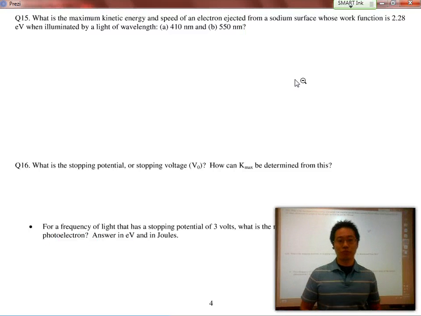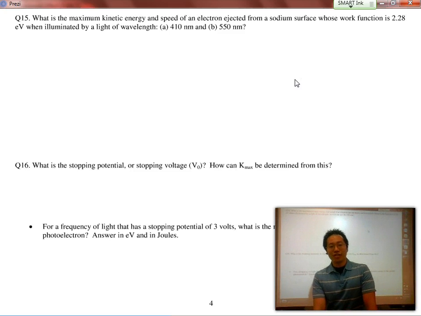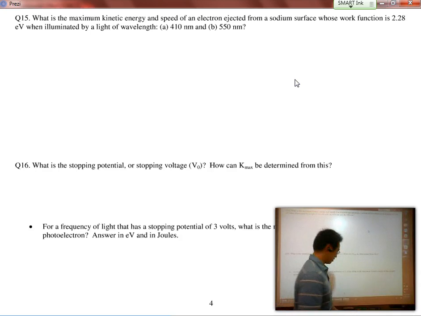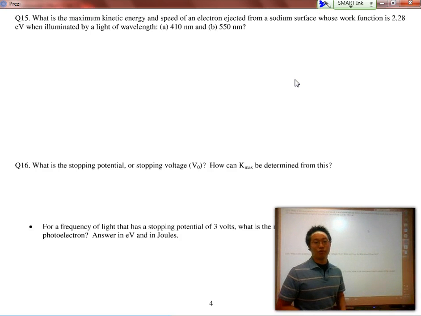So let's just do a quick practice problem in 15. What is the maximum kinetic energy and speed of an electron ejected from a sodium surface whose work function is 2.28 electron volts, which is actually approximately what we had calculated, so it worked out perfectly, when illuminated by light of 410 nanometers and 550 nanometers?